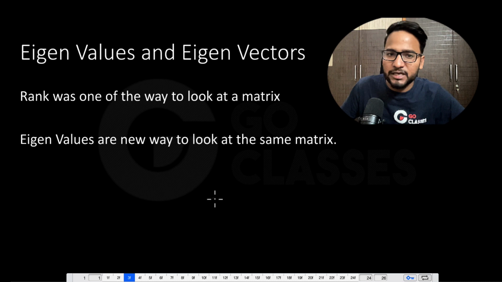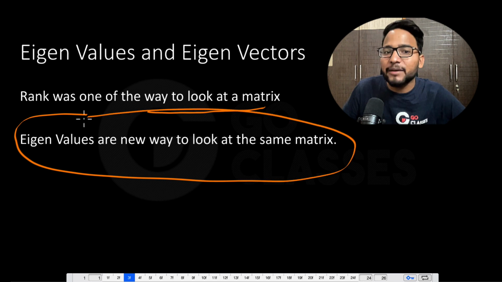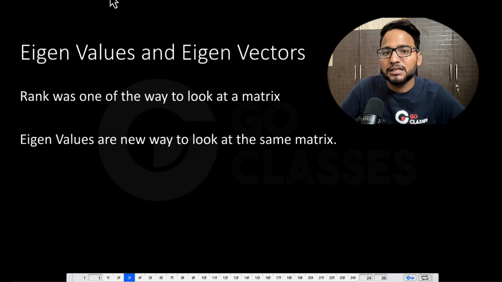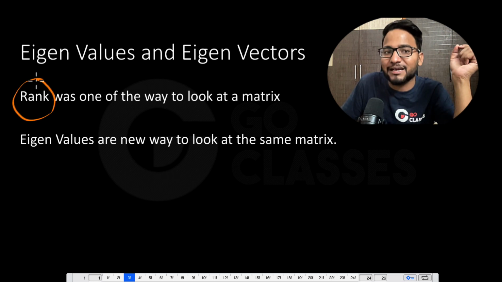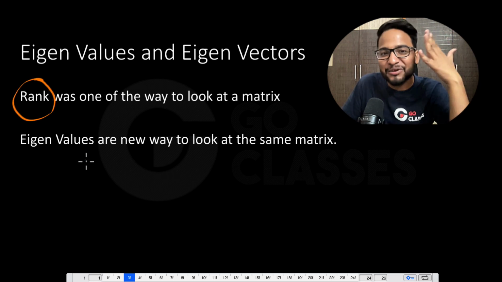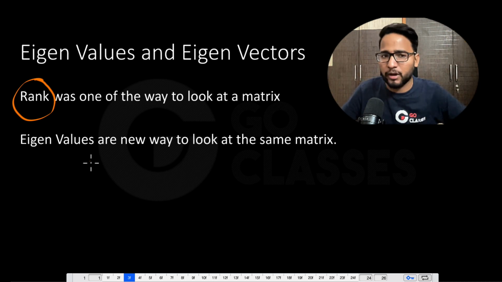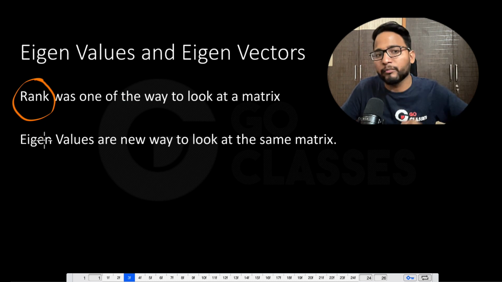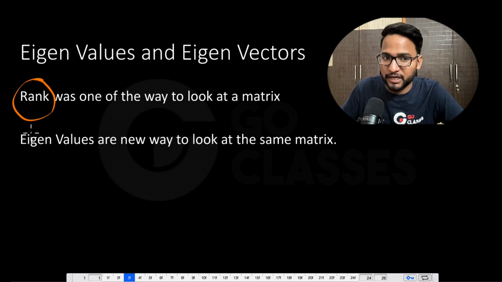So see, we have seen rank, that was just one way to look at the matrix. But eigenvalues are a new way to look at the same matrix. Basically, rank is one number that is so powerful. It doesn't matter whether your matrix is 500 by 500 or whatever dimension you have, this number itself tells you very meaningful information about even a very big matrix.